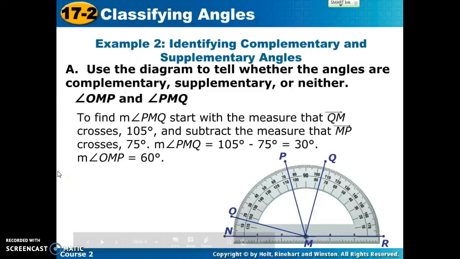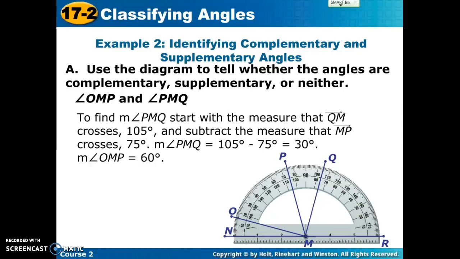All right, let's take a look at example A here, using the diagram, the protractor, to tell whether the angles are complementary, supplementary, or neither. Just like Mr. Hughes mentioned, we have our symbol for our angles, and we have our 3 letters. So we have angle OMP, and we want to know if we add that angle measure with angle MPQ, will we get complementary, supplementary, or are they neither type of angles?